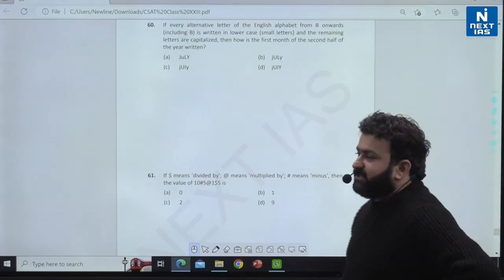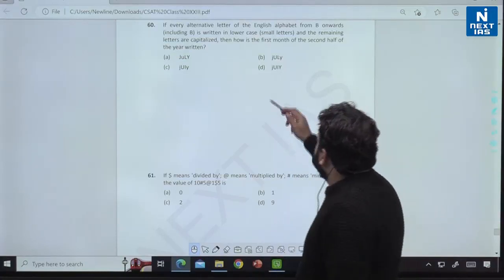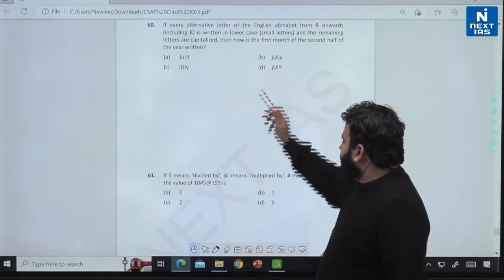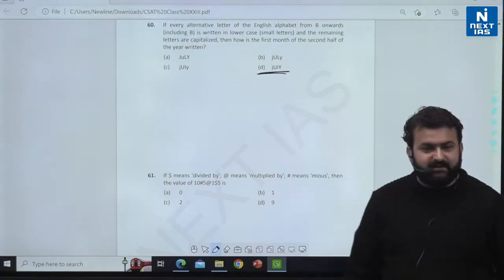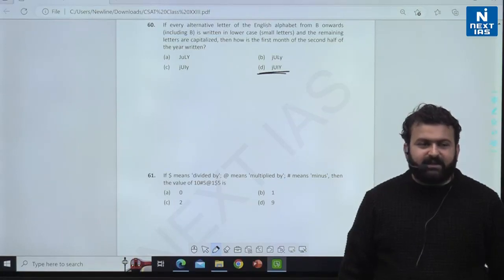Question number 60. What is the answer? Option B or D? So, all of you getting answer option D? All of you getting now? Anyone not getting?